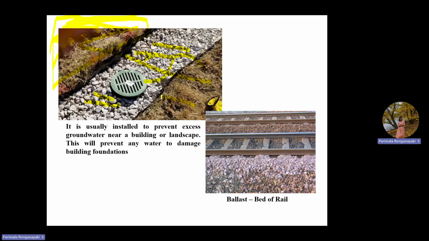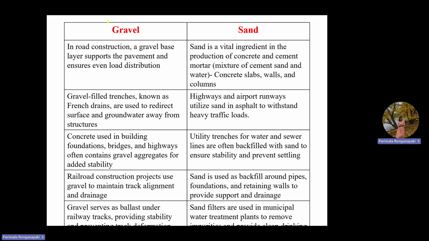Even during rainy season, the surface water will get into this drain and there will be a pipe below it, that pipe will collect the drained water. So gravel filled trenches known as French drains are used to redirect surface and groundwater away from structures. Concrete used in building foundations, bridges, and highways often contains gravel aggregates for added stability. Without the gravel, there is no concrete.